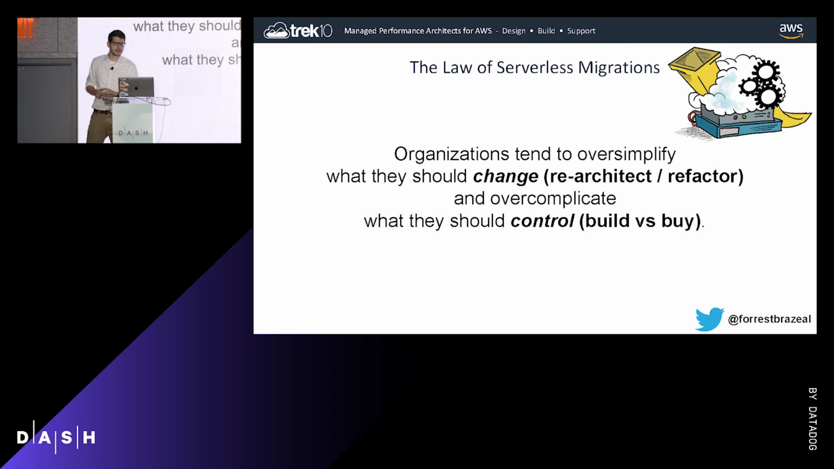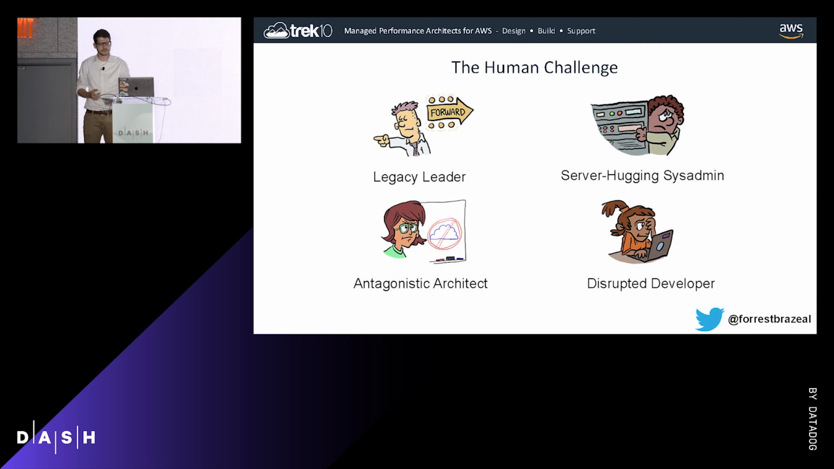So back then to the law of serverless migrations. Organizations tend to oversimplify what they should change. They tend to think they need to do less rearchitecture and refactoring, when in reality they need to do more. Most of these technical things we've talked about fit that bill. The overcomplication comes in when they start worrying about control, worrying about what they should build versus buy. And I really feel like that's more of a human challenge than a technical challenge. This is where you have to start convincing people that the direction you're going makes sense.